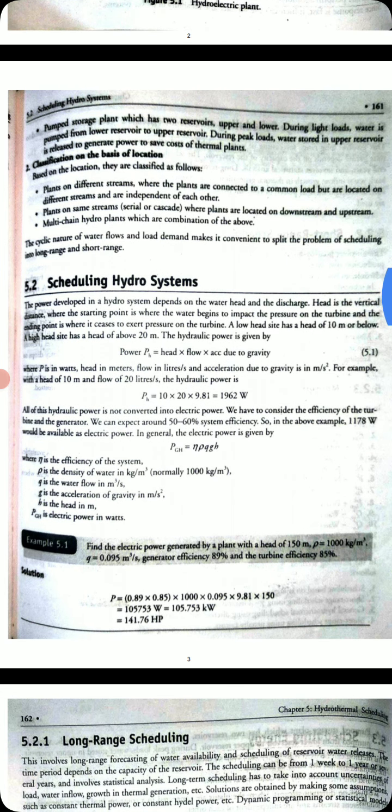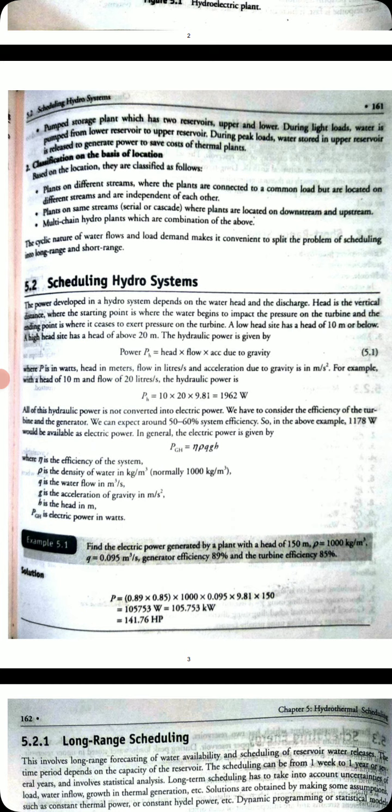Let us see scheduling of a hydro system. The power developed in a hydro system depends on the water head and the discharge, as we have seen. The head is the vertical distance where the starting point is where the water begins to impact pressure on the turbine, and the ending point is where it ceases to exert pressure on the turbine. A low head is a head of 10 meters and below, and a high head is above 20 meters. The hydraulic power is given by PH equals head into flow into acceleration due to gravity.